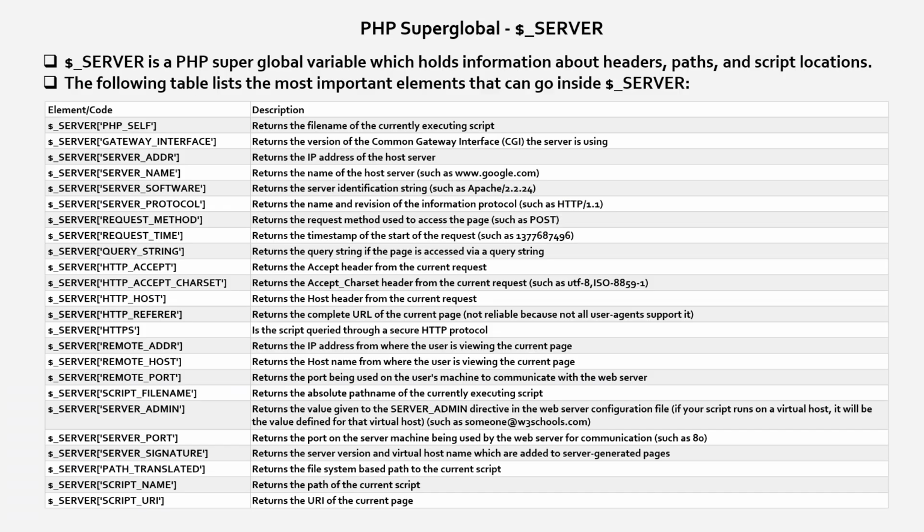Now we are going to discuss the PHP superglobal variable $_SERVER. It holds information about headers, paths, and script locations. The following table lists the most important elements that can go inside $_SERVER, and descriptions are given one by one. For example, $_SERVER['PHP_SELF'] returns the file name of the currently executing script.